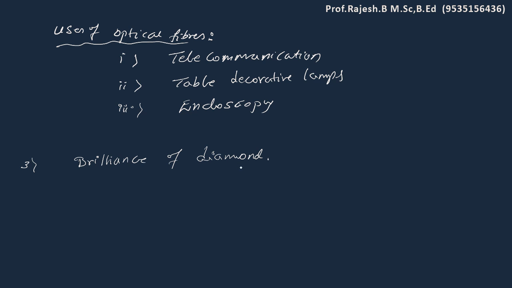So why does a diamond shine? That is due to total internal reflection because it has many edges. Once light enters, it keeps reflecting from each surface. Hence it appears to glow. So this is what we call brilliance.